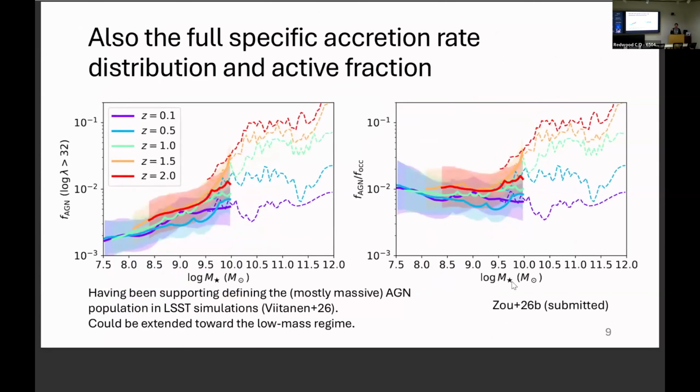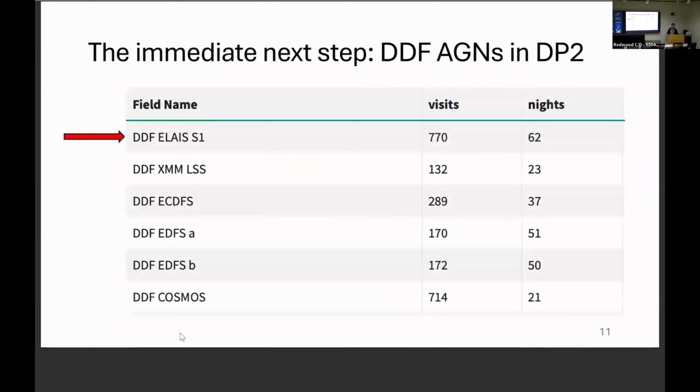We also calculate the specific accretion rate distribution, which is just a proxy of Eddington ratio distribution, and also some other related quantities. And this work can help you define the AGN population that we would expect. And indeed, it has been directly fed into the LSST simulation of AGNs. You can check this from an in-kind contribution team called AGILE. In principle, we could also extend that down to the low mass regime, but this could be left for the future. I will skip that.